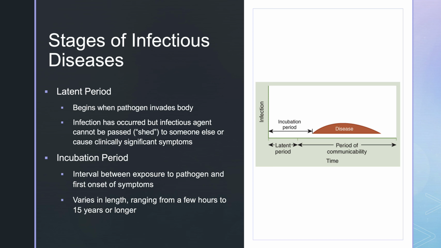to whatever it is. There are stages of infectious diseases, starting with the latent period, and here's the latent period right down here. So these periods do overlap. We'll talk about each one on its own. The latent period: the pathogen has invaded the body. The infection is there, but that infectious agent, whether it's a bacterium, whether it's a virus, whatever it is, cannot be passed, it's called shedding, cannot be passed to someone else, and it does not cause any noticeable symptoms. So we've got this short latent period.